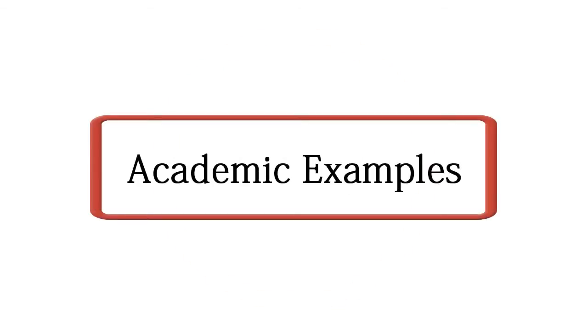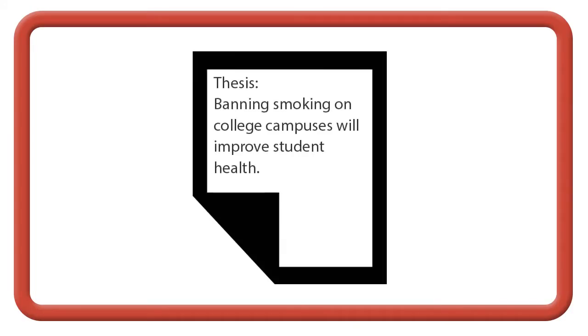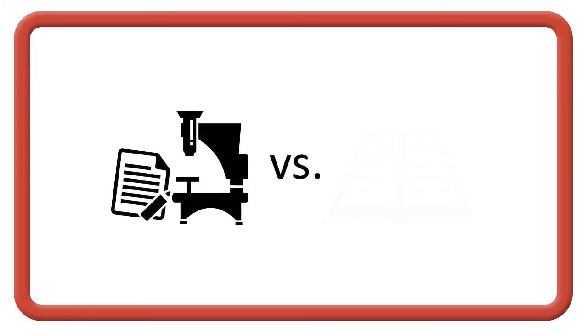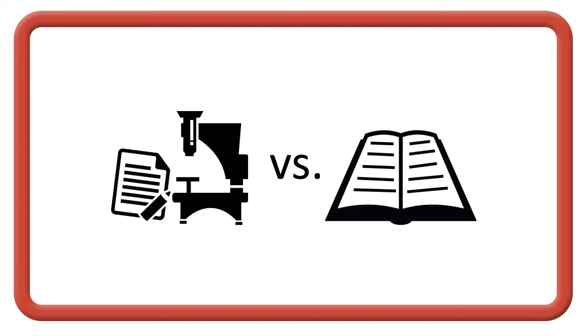Academic examples include writing a thesis statement, creating a timeline and plan to complete a research paper, and differentiating between primary sources of information like findings from research and secondary sources of information like a book about the results.